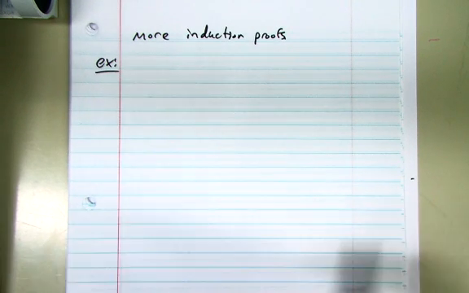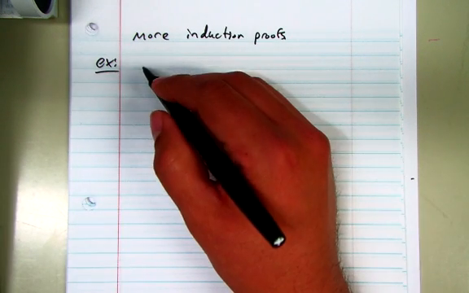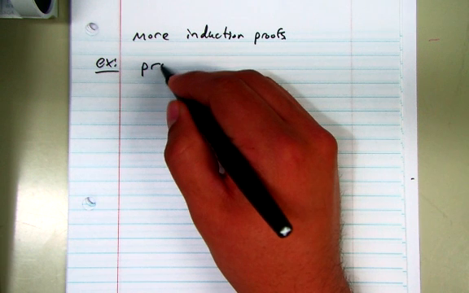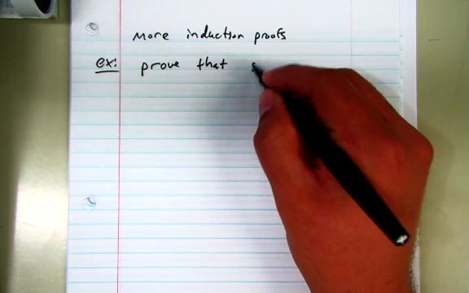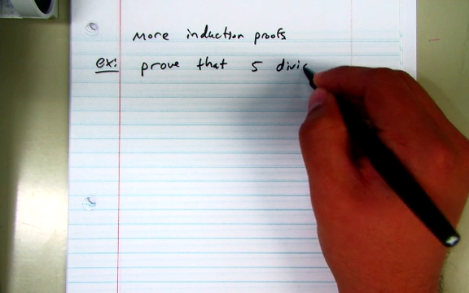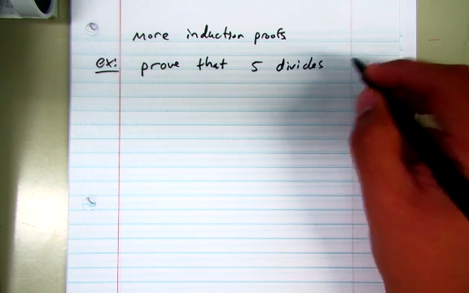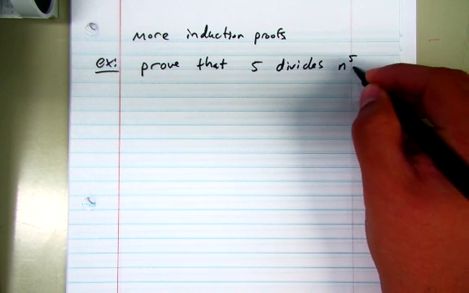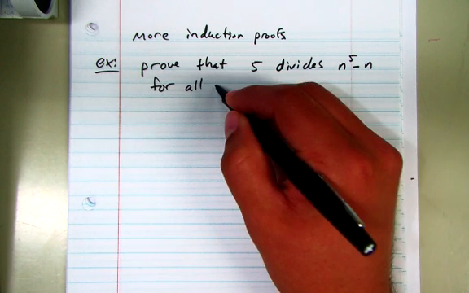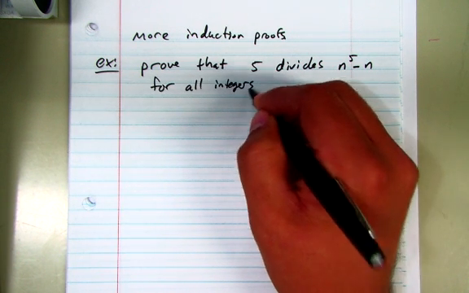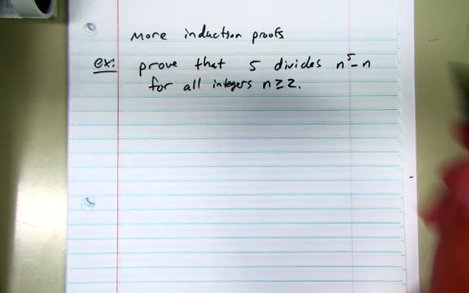Let's say we wanted to prove that 5 divides n to the 5th minus n for all integers n greater than or equal to 2.